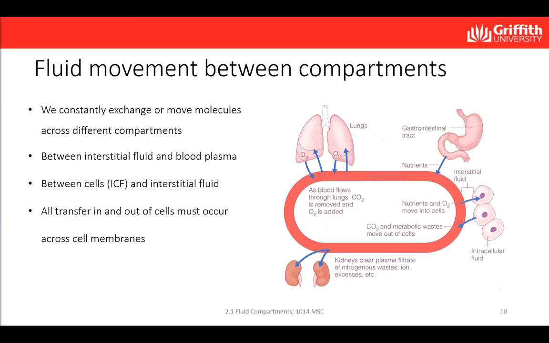For any substance from the blood plasma to reach a respective organ, it has to pass through the interstitial fluid. Also keep in mind that the movement of all substances in and out of the cell must occur through the cell membrane.